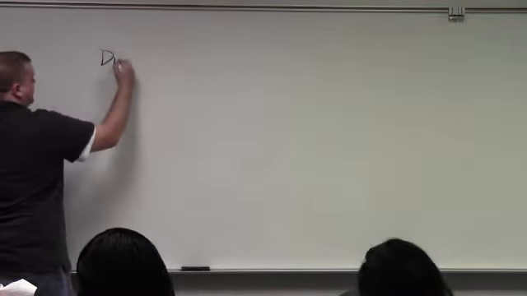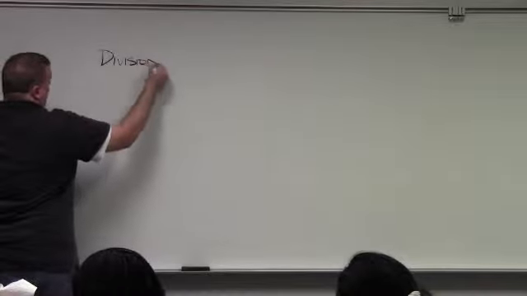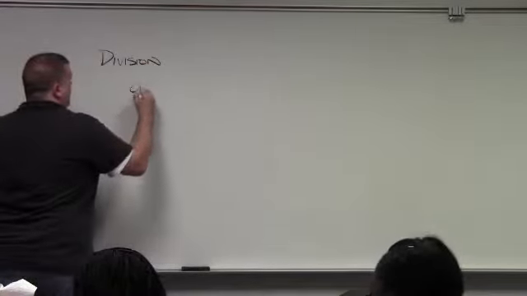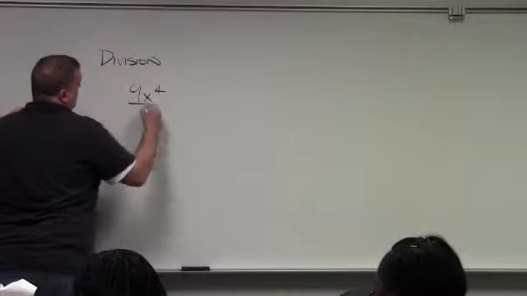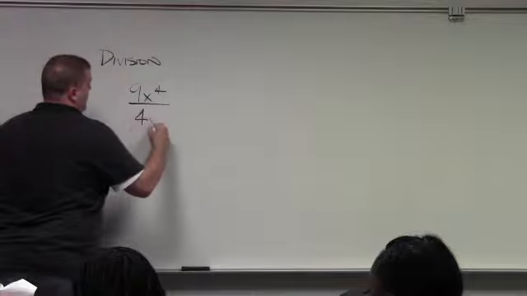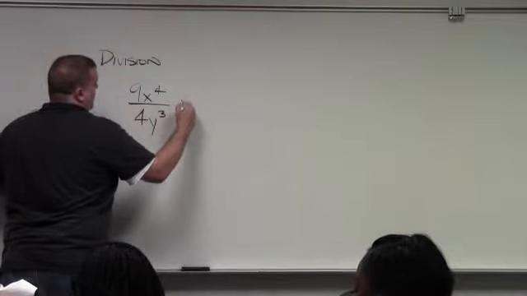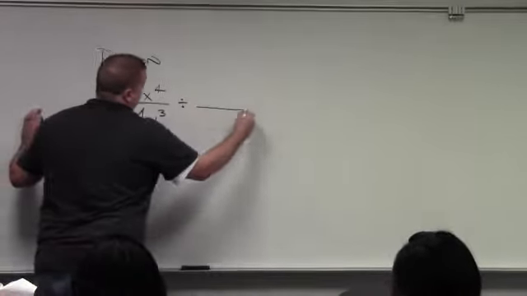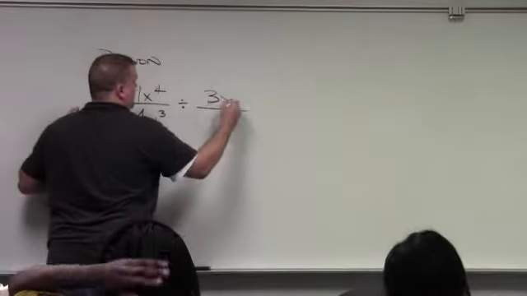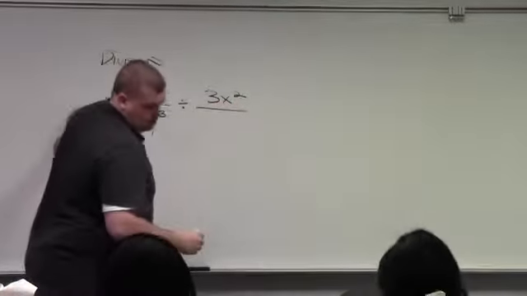Next part, we're going to talk about division. And there's a few different types of division problems. So let's start with the one where we actually have a division symbol in the problem itself. So we have 9x to the 4th over 4y to the 3rd divided by 3x squared.